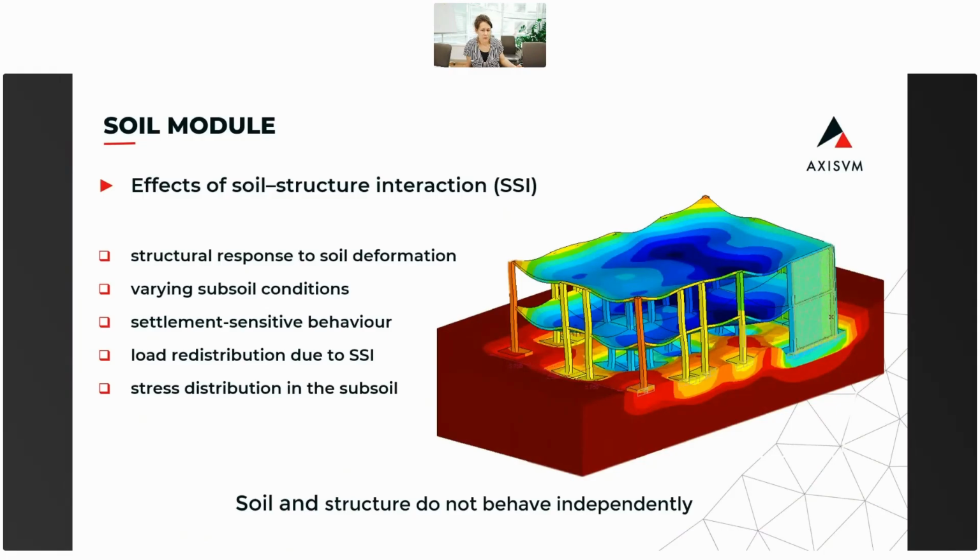At this point, maybe the question is, what does soil structure interaction mean? And to tell you the truth, I think it's a very good question. It means that soil and structure do not behave independently, but behave as a coupled system. The soil deforms under the applied loads, and the structure with its stiffness tries to resist this deformation. This interaction leads to load redistribution within the structure. The significance of this effect depends on several factors, such as varying soil conditions, or whether the structure is sensitive to settlements. In many cases, relative settlements are more important and have a more significant effect than the magnitude of the settlement itself.